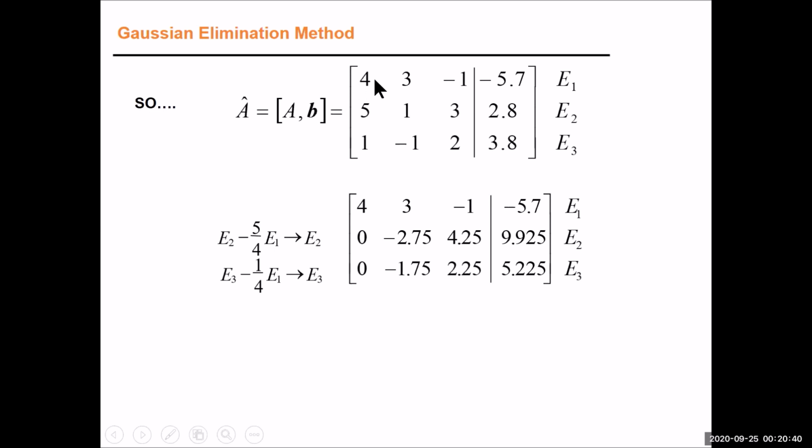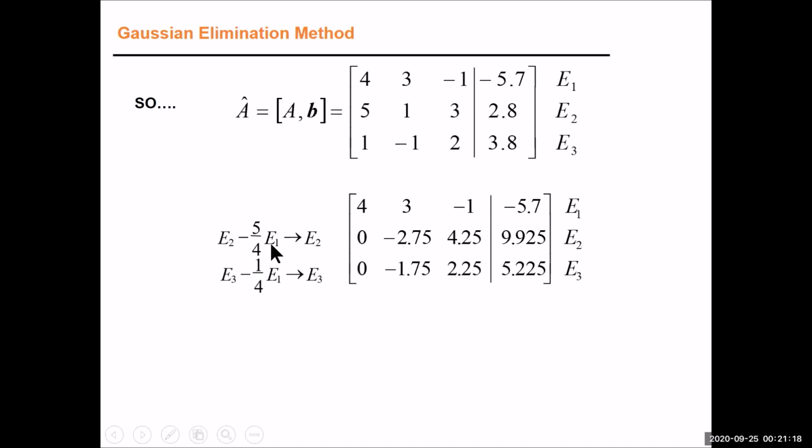Now this 5/4 ratio, you multiply to the pivot equation, the equation containing the pivot element. Then you subtract it out of the equation that you want to make zero. So this will be E2: this equation here, minus a fraction, which is the number that you want to make zero divided by the pivot element, multiplied to E1. You subtract that, and you end up with a 0 over here.